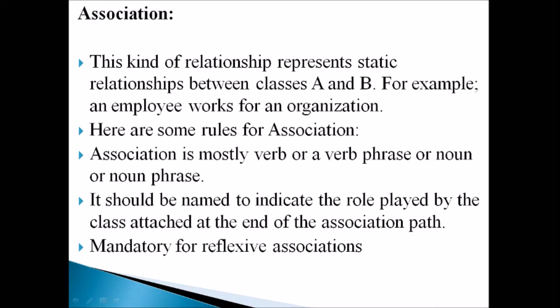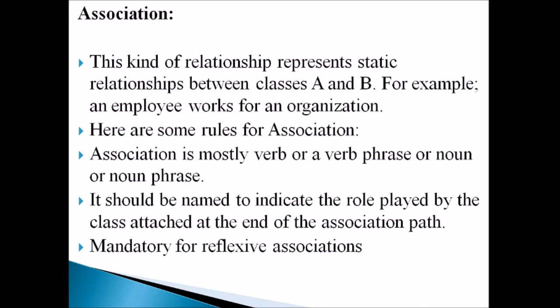Next relationship is association. This kind of relationship represents static relationships between classes A and B. For example, we can say an employee works for an organization. This is what the association is. There should be an association between employee and the organization. Here are some rules for association. Association is mostly a verb or a verb phrase or noun phrase.